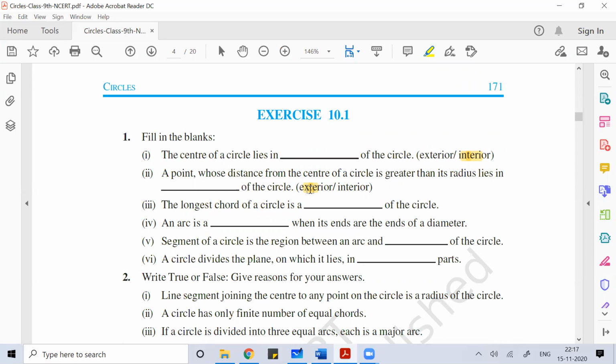So the longest chord of the circle is the diameter of the circle. Then an arc is a semicircle when its ends are at the end of a diameter. I already explained that normally when we talk about an arc, it is minor and major, and when minor and major are both the same, it is possible only when you have a semicircle. Then a segment of the circle is the region between the arc and the chord of the circle. Then a circle divides the plane on which it lies into three parts. So you need to understand this.